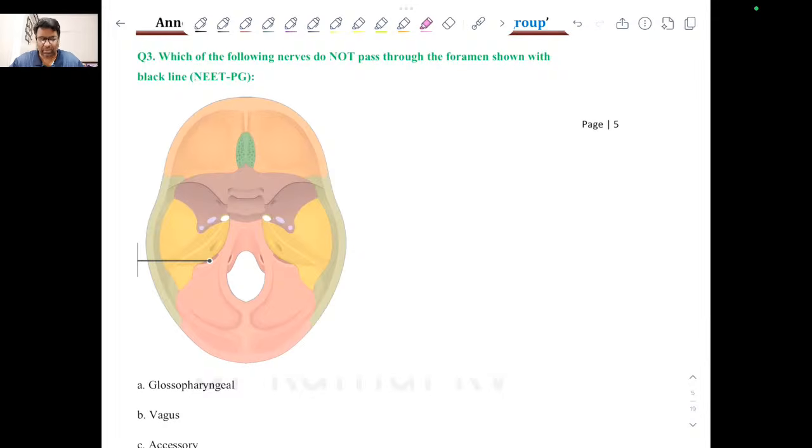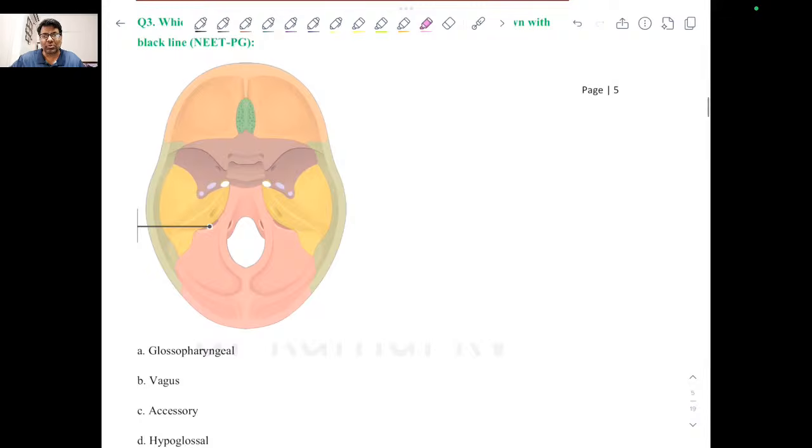a marker has been pointed on some foramen, and then they have asked you which of the following nerves do not pass through the foramen shown in the given image. So again you need to know which foramen is shown here, and then what are the cranial nerves which are passing through this particular foramen. So can anyone answer me which foramen is this? Any idea which foramen is this?